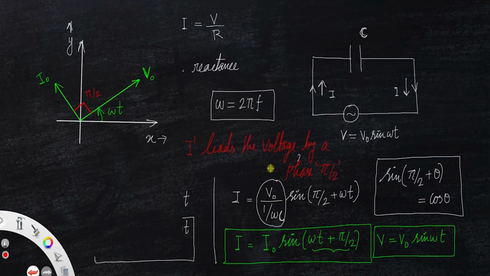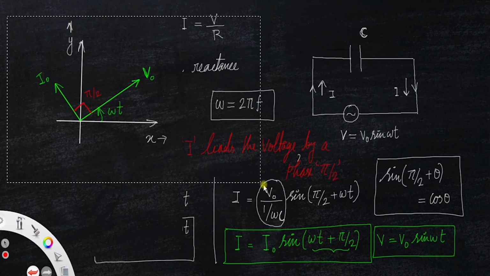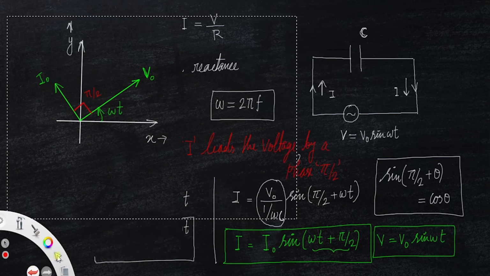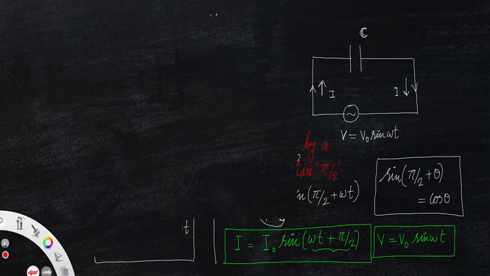Now let's draw the graph of AC voltage and the instantaneous current. Clear? You understand this? Now let's draw the graph of AC current and the voltage. See, let me draw the axis first.